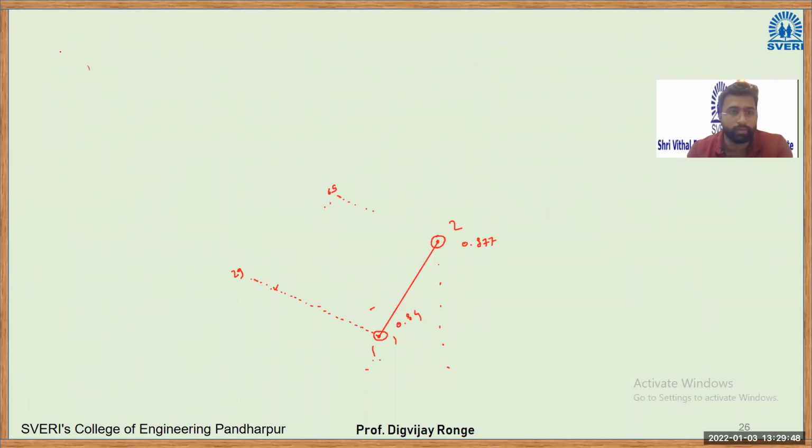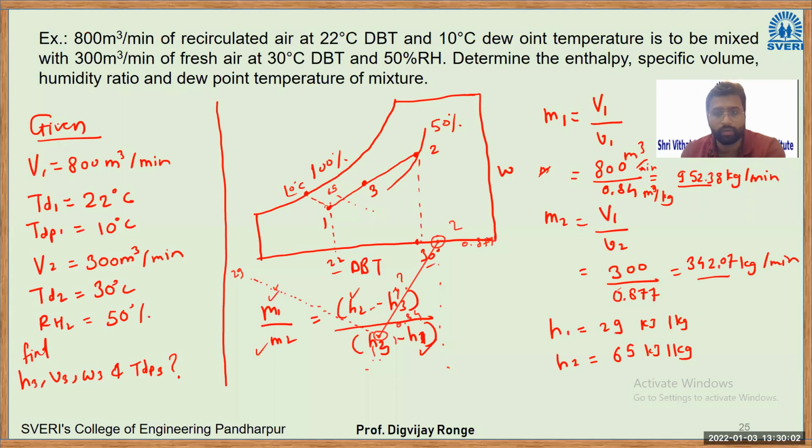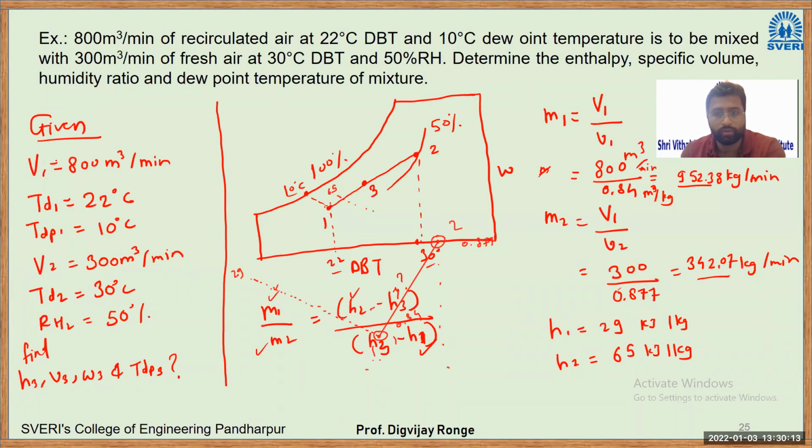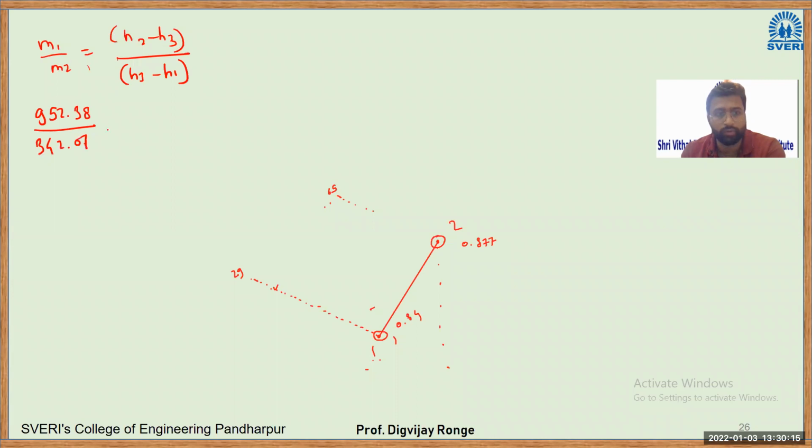Now I will put these values in the formula. So we have the formula M1 upon M2 is equal to H2 minus H3 divided by H3 minus H1. So here M1 is 952.38 divided by 342.07 equal to H2, which we have calculated as 65, minus H3, divided by H3 minus 29. So from this calculate H3.